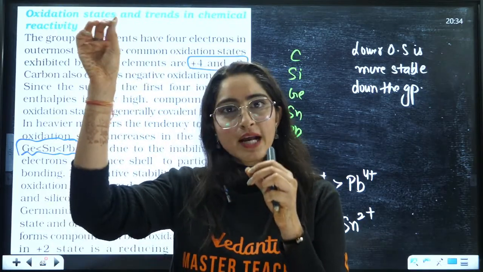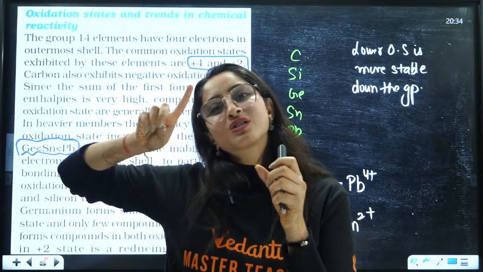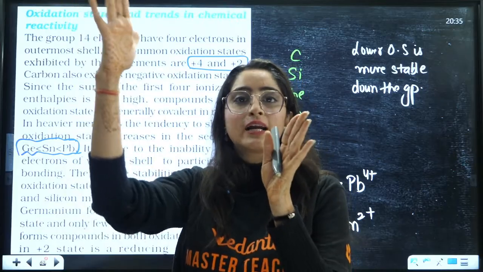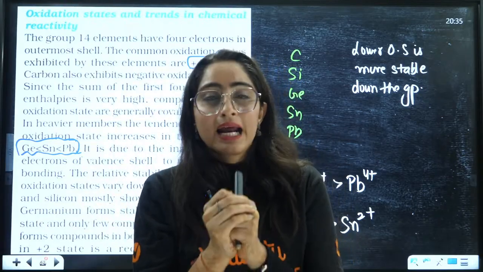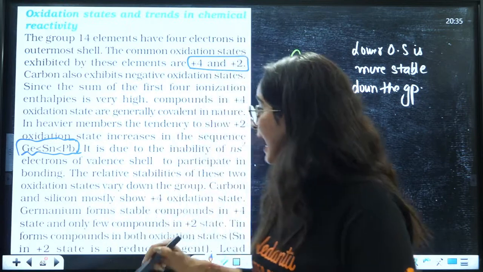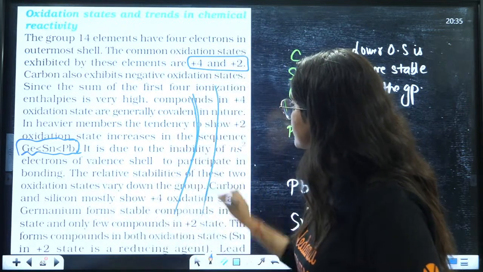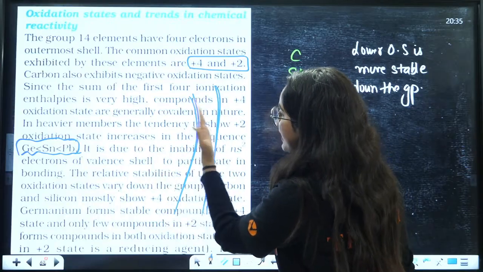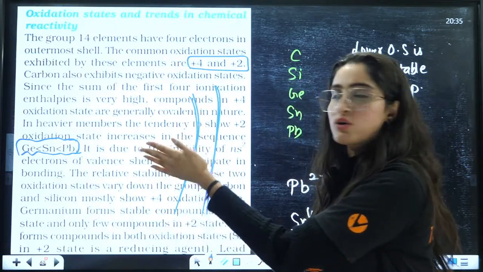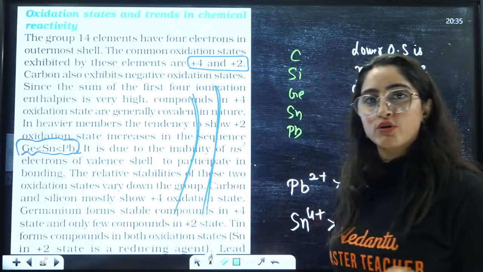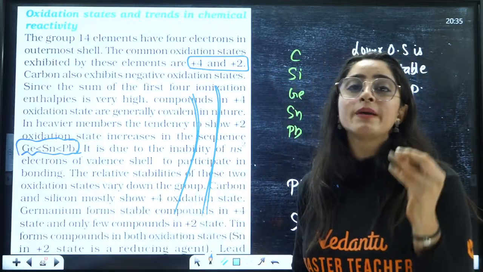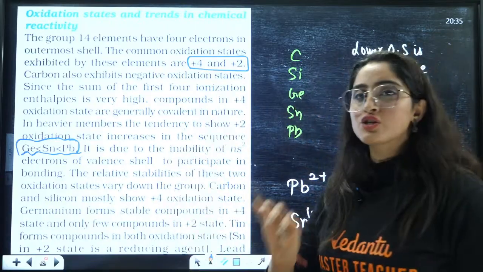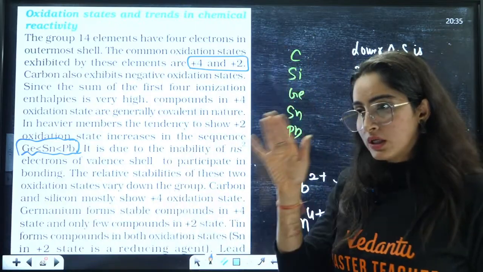So this is the outermost electron, this is the nucleus. Because of those d and f electrons, which have very poor shielding effect, that electron will get attracted towards the nucleus. This is your ns, this is your np. For this ns electron, which is nearer to the nucleus, it is difficult to lose these two electrons. That is why only the outermost p electrons will be able to be lost down the group. That is why +2 oxidation state is more stable down the group.